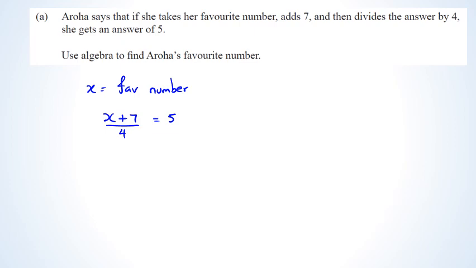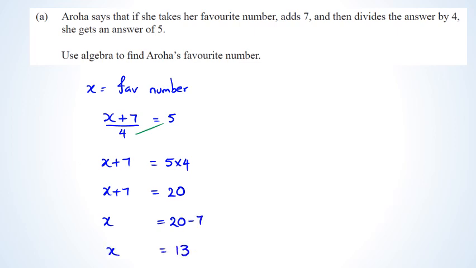So from here, cross multiplication, which means we have x plus 7 equals 5 times 4. We've got x plus 7 equals 20, and x equals 20 take away 7, so x is equal to 13. Okay, and that is nice and easy achieved.